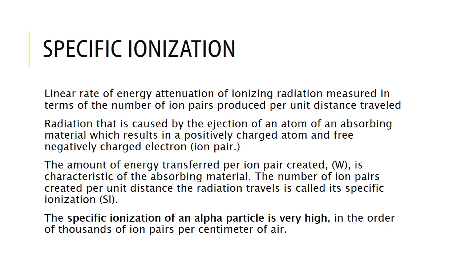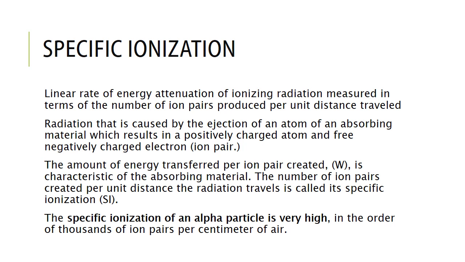So radiation that is caused by the ejection of an electron from an atom of an absorbing material, which results in the positively charged atom and that free negatively charged electron, is the ion pair. The amount of energy transferred per ion pair created, that's what's referred to as W, is characteristic of the absorbing material. The number of ion pairs created per unit of distance the radiation travels is referred to as specific ionization. Okay, so an alpha particle has a very high specific ionization, in the order of thousands of ion pairs per centimeter of air.